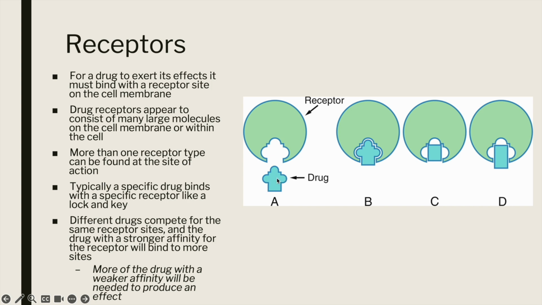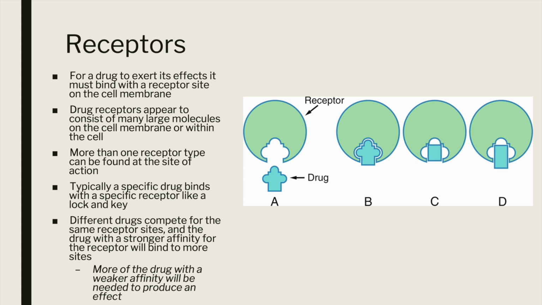So this specific drug knows this is its correct receptor. These drugs will still attach, but then they're not going to do the same thing, and we'll get into that. But the key here is that drugs want to bind to specific receptors. That's their goal. That's how they're going to exert their actions.